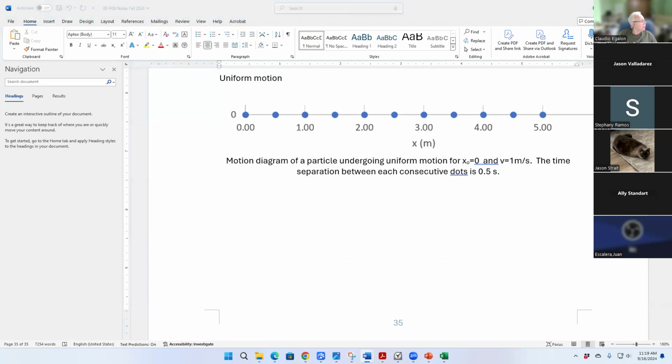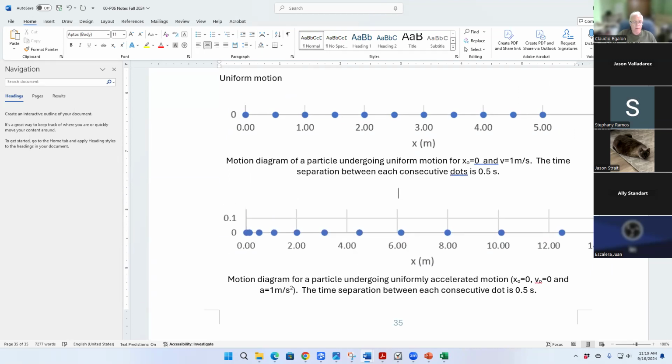The next one is the motion diagram for a particle undergoing uniformly accelerated motion. Now what you see here is far more realistic than what I drew before, because I was doing it in a qualitative fashion, but here are actual calculations, okay? Particle undergoing uniformly accelerated motion, x not equal to 0, v not equal to 0, and acceleration 1 meter per second squared. The time separation between each consecutive dot is half a second: half second, 1 second, 1.5 seconds, 2 seconds, 2.5 seconds, 3 seconds, and so on. The distance increases.